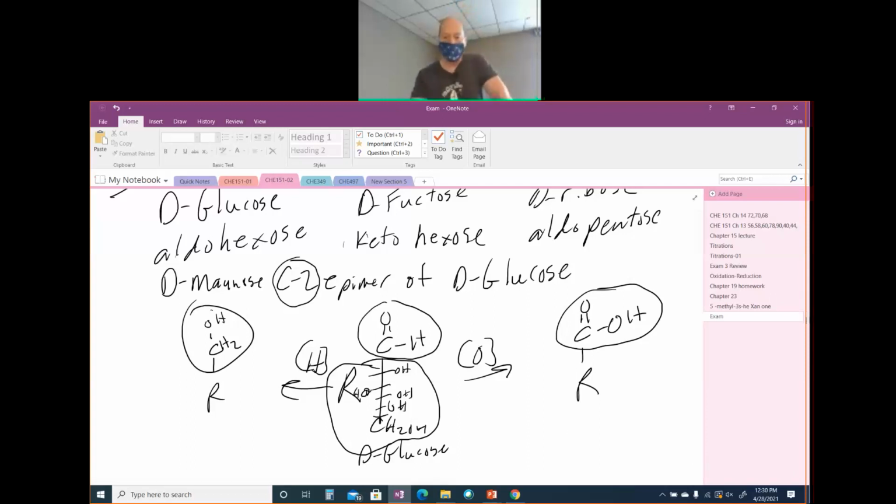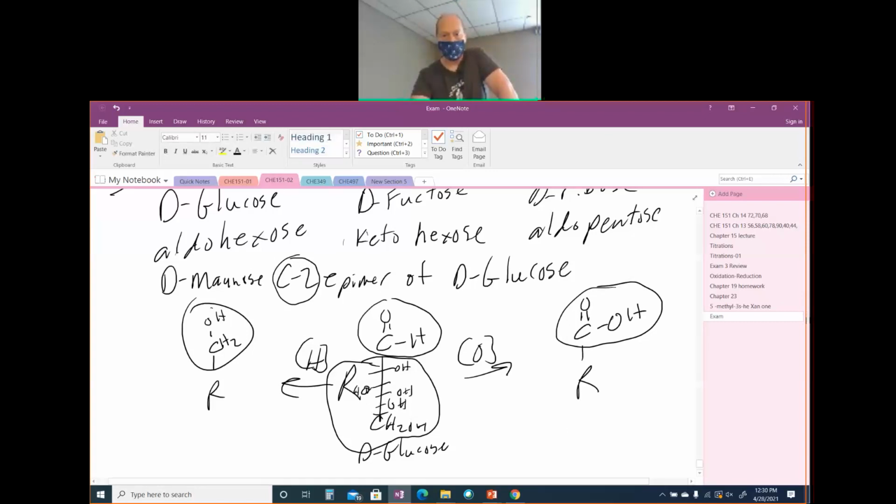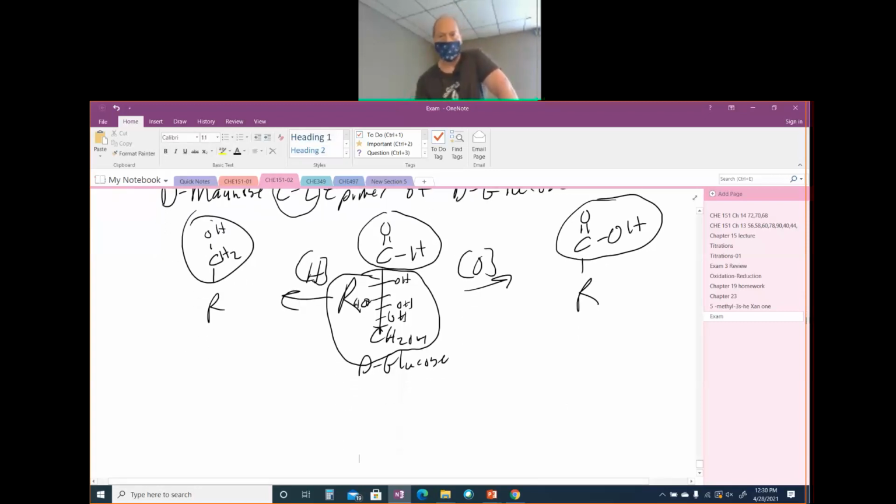All right, and so we'll talk about reducing sugars. Reducing sugars are oxidized. If we are doing this reaction and it has been oxidized, this would be the oxidation half reaction. Remember, the reactant of your oxidation half reaction is the reducing agent. When your reducing agent is a sugar, it would then be called a reducing sugar.